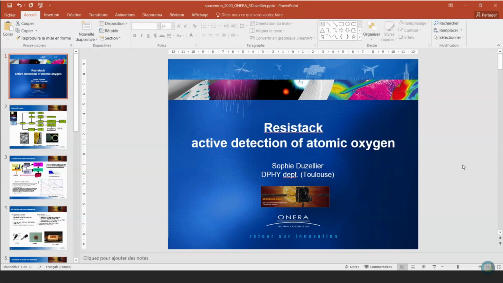Yes, I have 2 questions. One is, where is the atomic oxygen testing carried out for Resistac? And the other one, I'm not sure I missed it, but is the resistance measurement continuous? So you're continuously measuring the resistance all the time? In fact, the testing has been performed at Montana State University at Tim Minton's laboratory. It's the same equipment as LEOX 2 at ESTEC, exactly the same source.